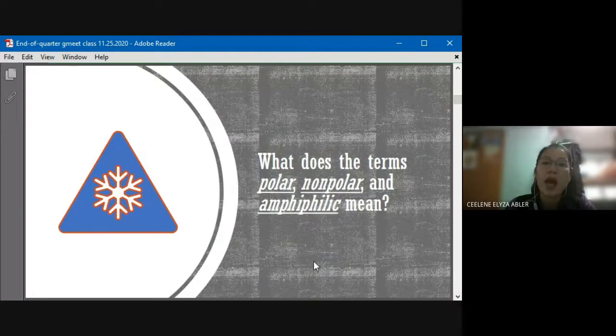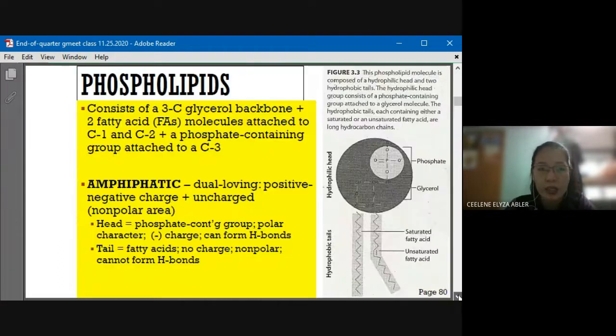Okay, so we will revisit the terms polar and non-polar, and we will introduce new terms, amphiphilic, and later amphipathic. So we have new terms later. Let's go back to those terms. Let's dive in deeper into what is in our phospholipid.